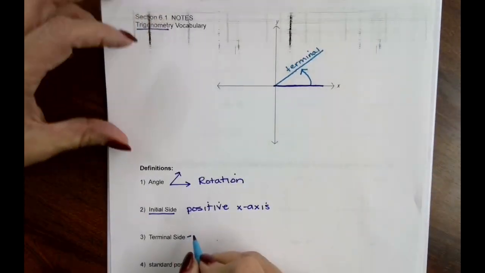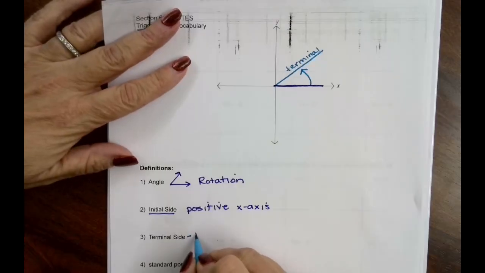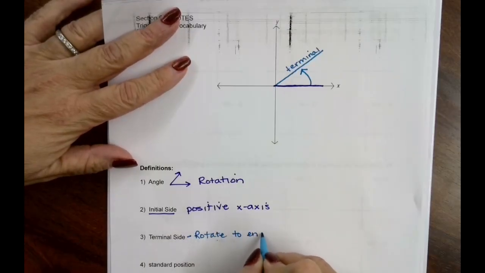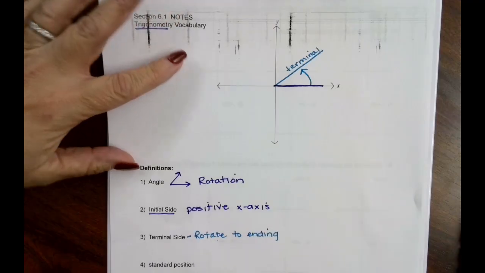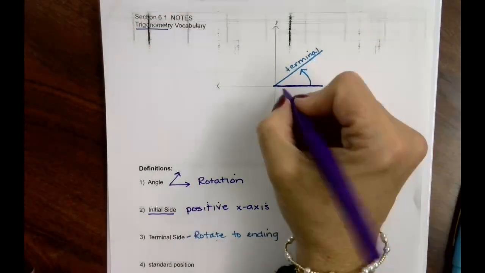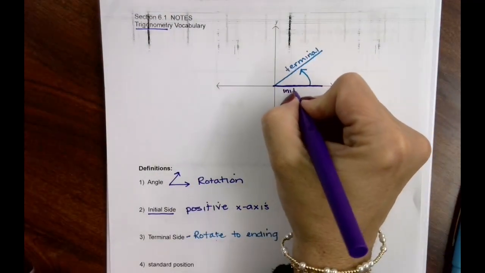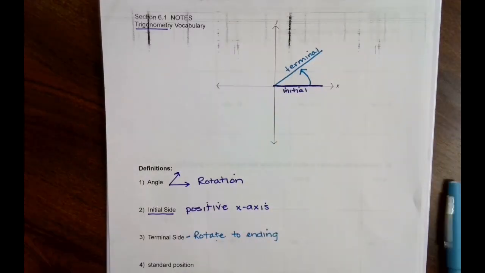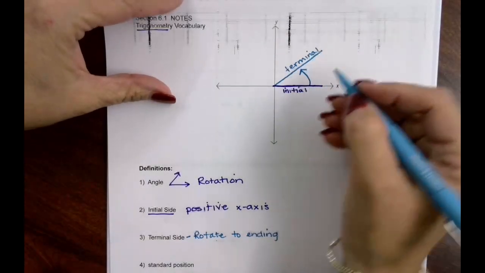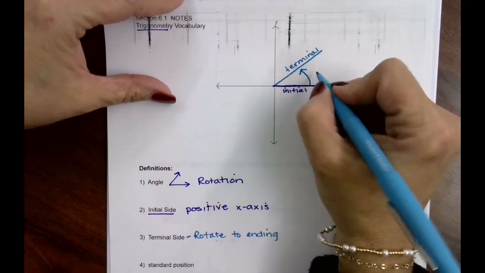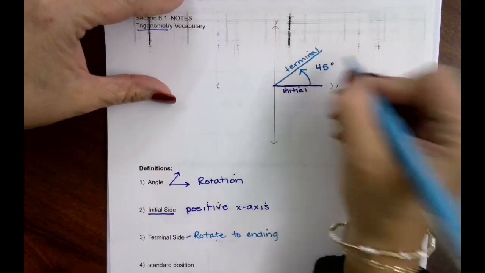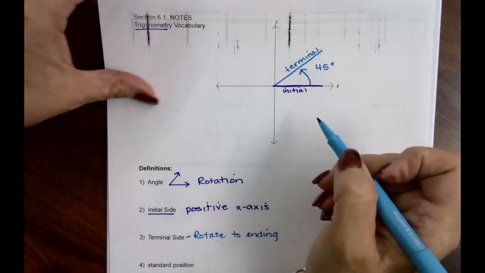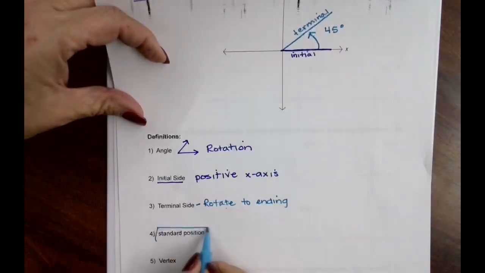So the terminal side is going to rotate to the ending, and that's what I have here on this blue one. So let me just make a statement here. This is my initial. Now, one thing that happens when we deal with angles is this would be an angle, and let's just say, for example, this is about halfway. So we would say that this is a 45-degree angle. Okay. Now, this angle, the way that I have written it right here, would be in standard position.